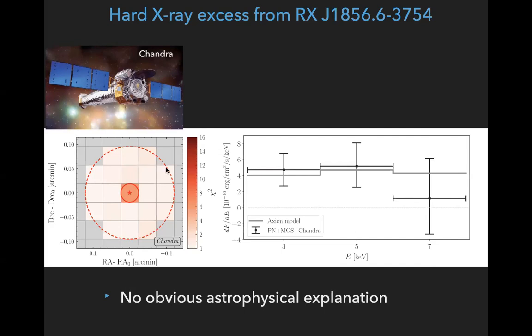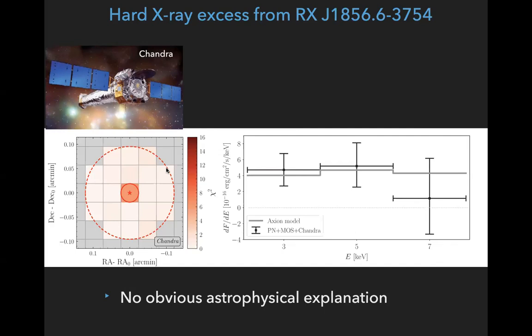Some of these cameras suffer from pileup, where you can have two low energy X-rays hit at the same time and reconstruct as a high energy X-ray. But we did detector simulations to try to convince ourselves that that wasn't playing a role here. And we believe that that's not playing a role here, but that's always a worry at the back of our minds. And then there's astrophysics.